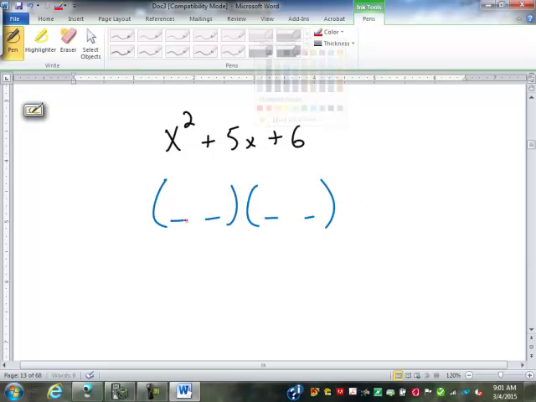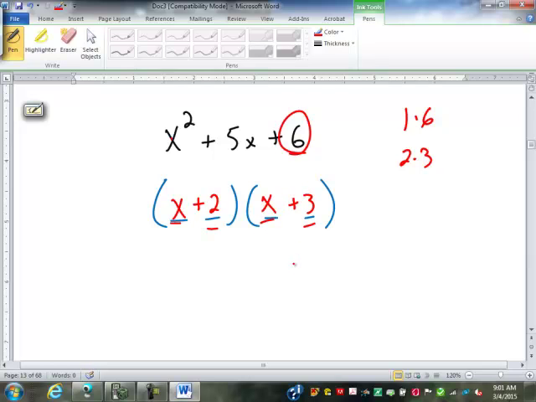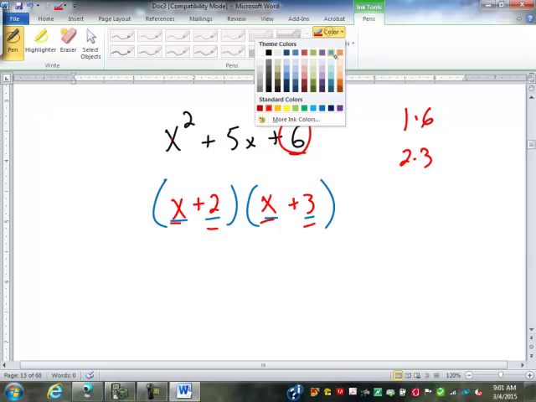What do we know about these first two? They multiply to make x squared, so x times x. What do we know about these last two? We've got to multiply to make 6, right? So it's either 1 times 6 or 2 times 3. Which one do you want to try? Plus 2, plus 3. So now we have to double check.